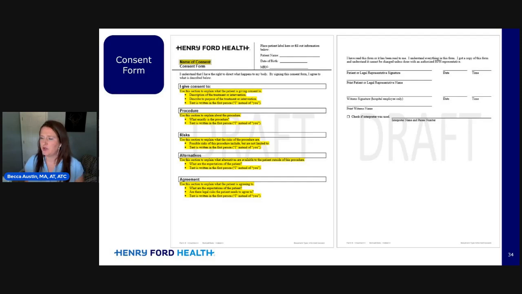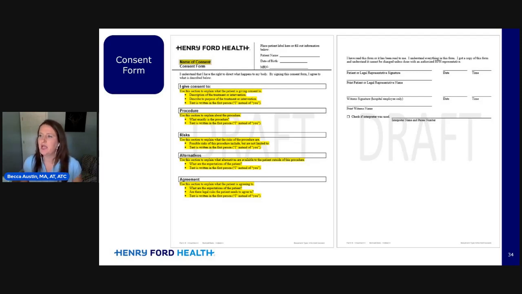I give consent to the procedure, the risks, the alternatives, what their agreement is. And then in the yellow, that's where we also recommend what we need the employees to put in that section so that they're guided a little bit. Again, at the end we'll review it for plain language and legal considerations, but having this template makes it significantly easier because we know where to go to look for certain information.